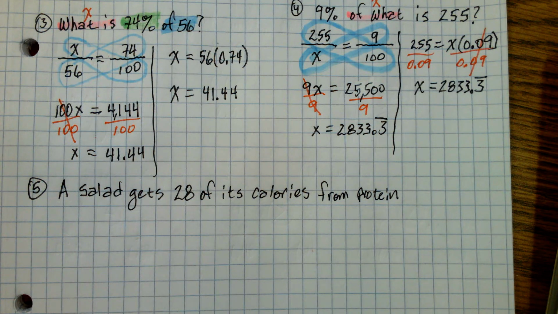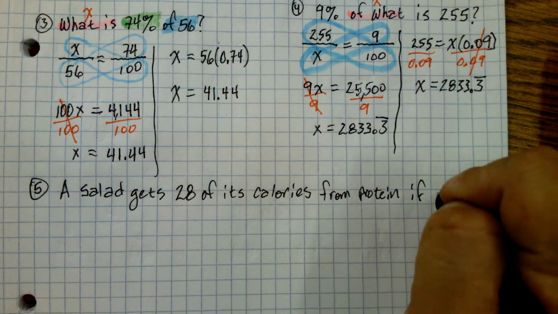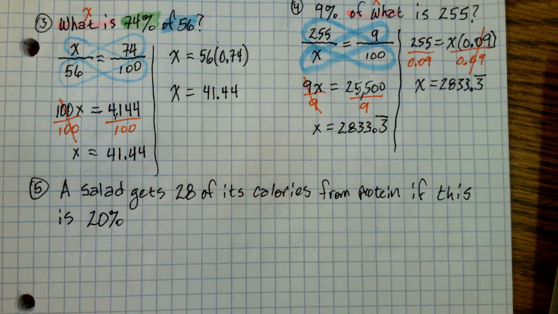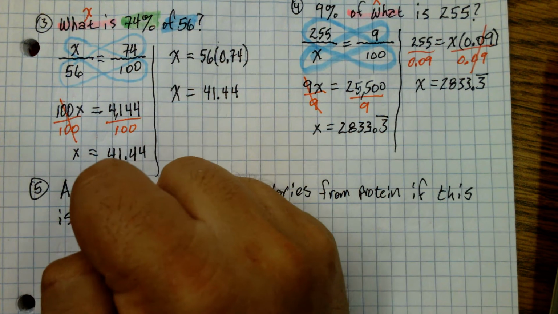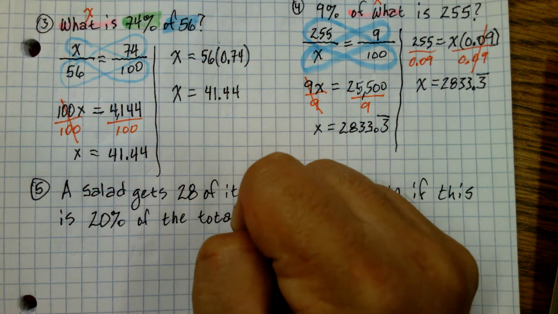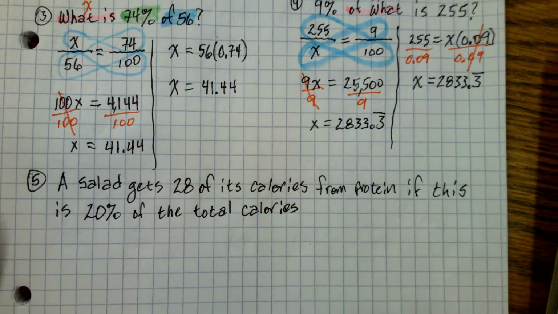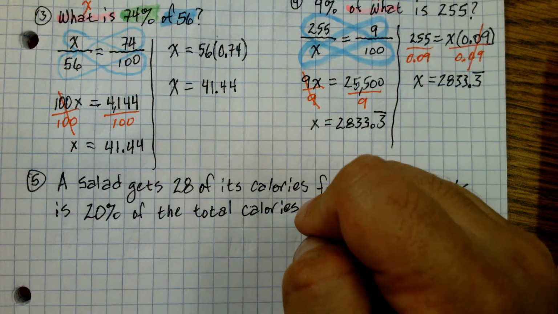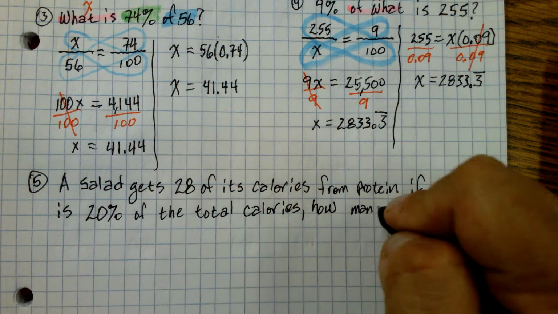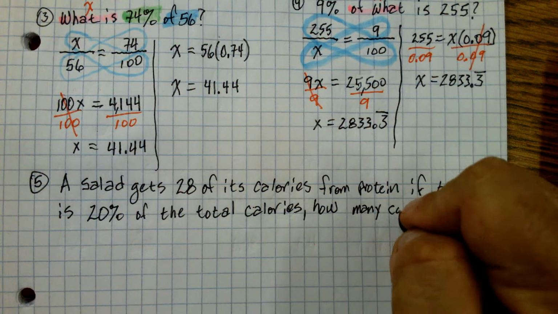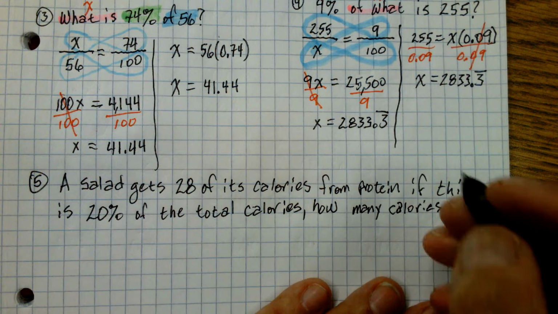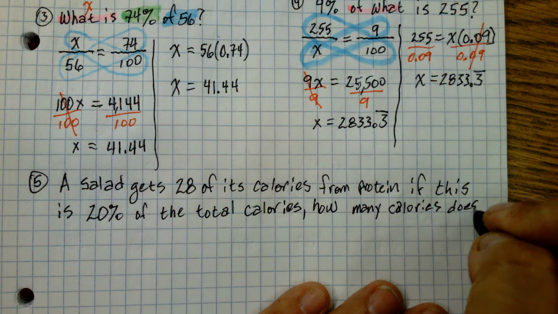If this is 20% of the total calories, comma, how many calories does the salad have?